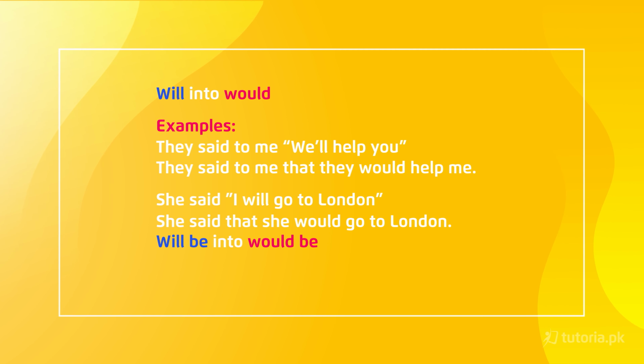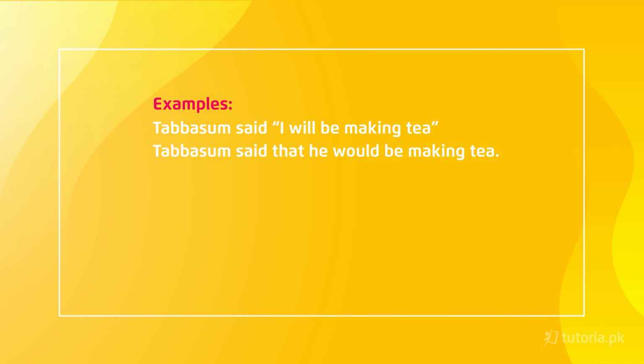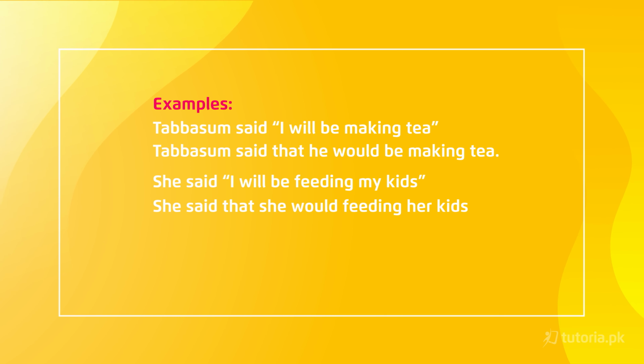Then we have future continuous tense. Students, future continuous tense mein hamesha will be use hota hai. To jab hum is will be ko indirect speech mein convert karenge to it will become would be. For example, Tabassum said, I will be making tea. So when we convert this tense into indirect speech, it will become Tabassum said that he would be making tea. Take another example. She said, I will be feeding my kids. She said that she would be feeding her kids.